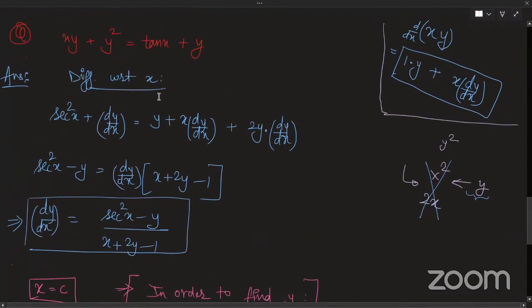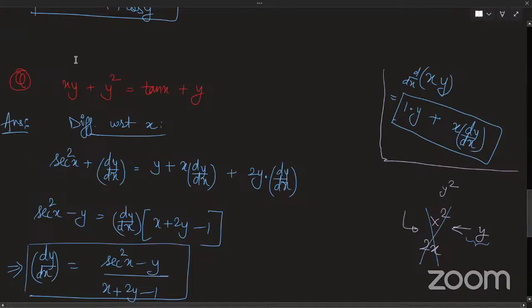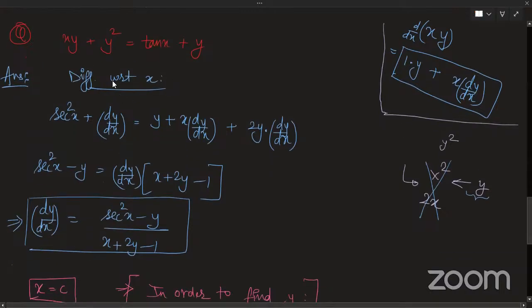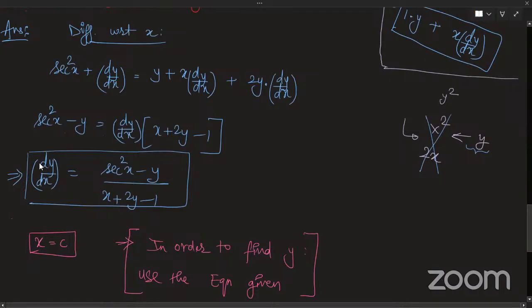Okay, no issue. For example, you have this equation xy plus y square is equal to tan x plus y. This is an implicit equation. Implicit function means that x and y are inseparable. You are not able to separate them and write them on different sides. So what we do, we first of all differentiate the whole equation with respect to x. We have found our dy by dx successfully.